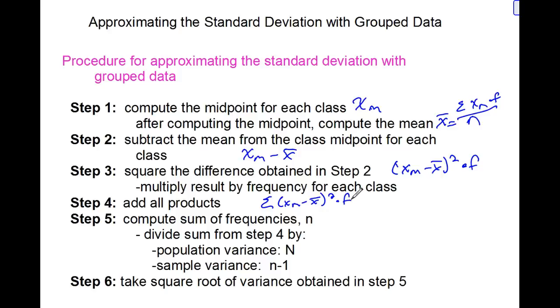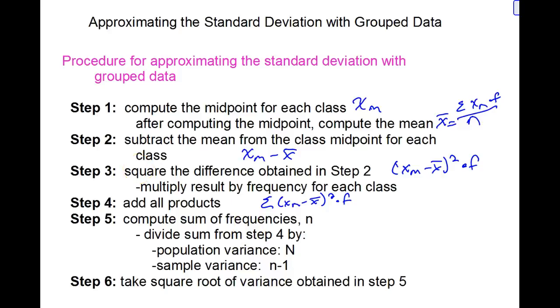Once we've added up all those products, we also need to make sure that we have the total frequency, which we've already used once computing the mean. Then we're going to divide that sum by a value that depends on whether we're looking at population variance or sample variance. Remember, if it's a population, we divide by n, the total frequency. If it's the sample variance, we divide by n minus 1. Since we're looking at standard deviation, we want to take the square root of that variance.